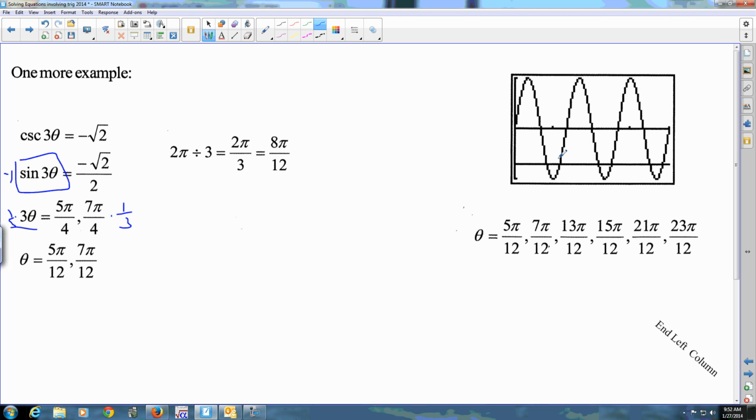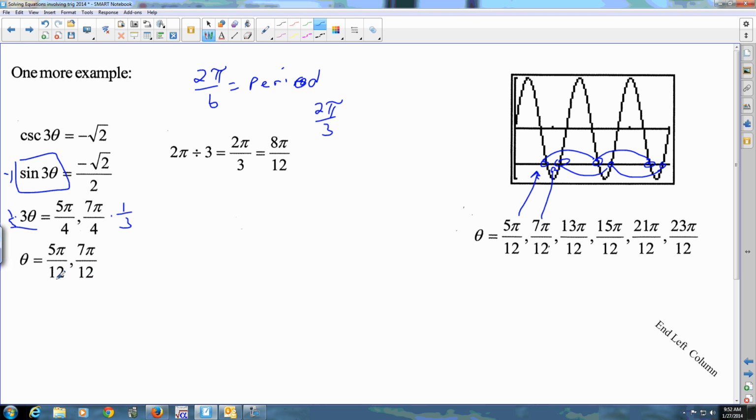Looking back up here, you can see there's 1, 2. That's 5 pi over 4, that's 7 pi over 4. But then I've got these other multiple answers. How do I find them? I'm going to add the period on. This is 1 period added on, and this is 1 period added on. From here, if I add another period, I'm going to get the other answers. I said in the previous page, 2 pi over b is your period. Here b is 3, so 2 pi over 3 is the period.